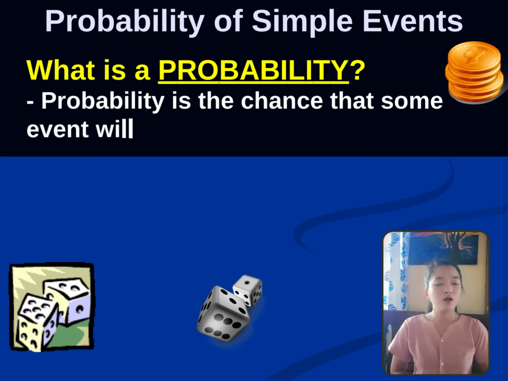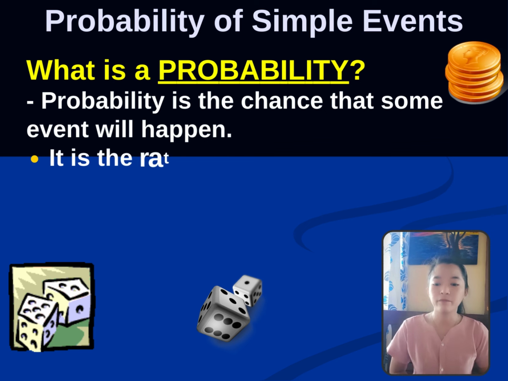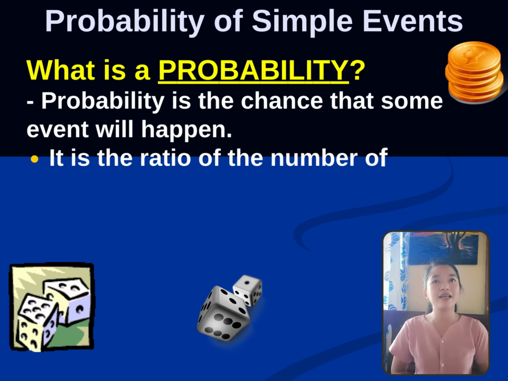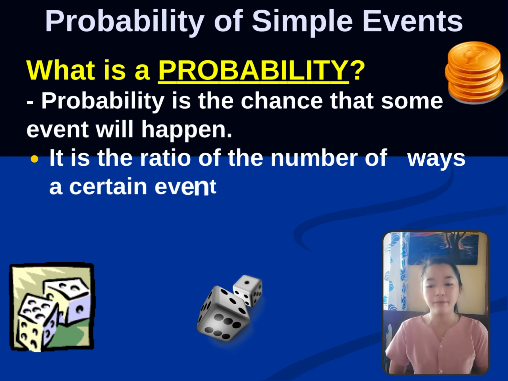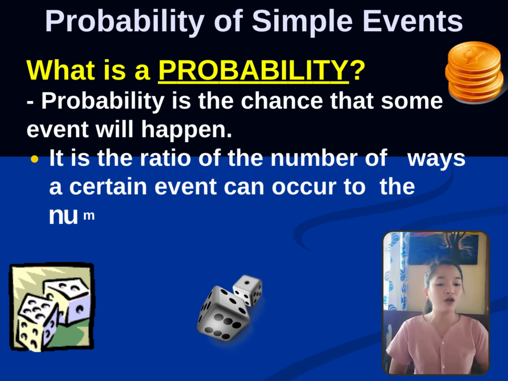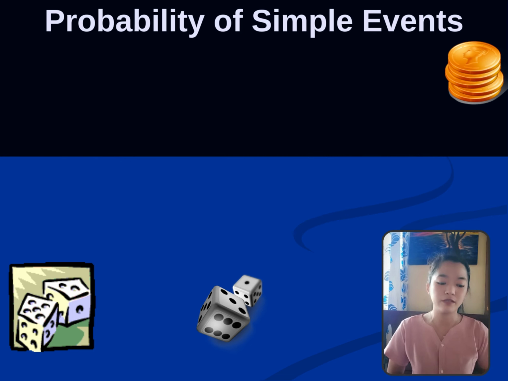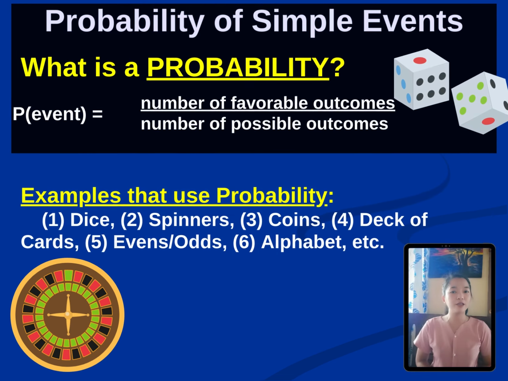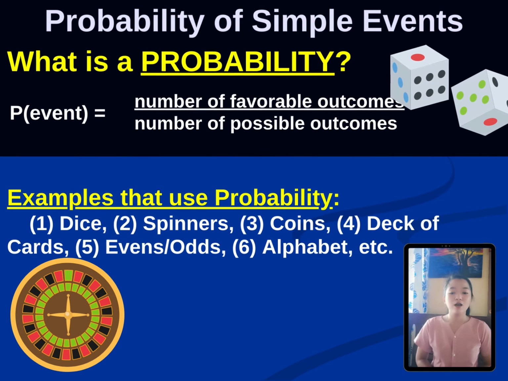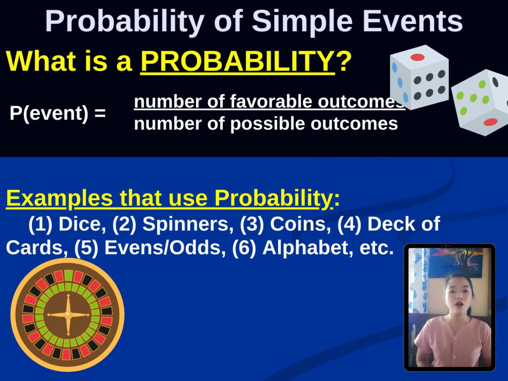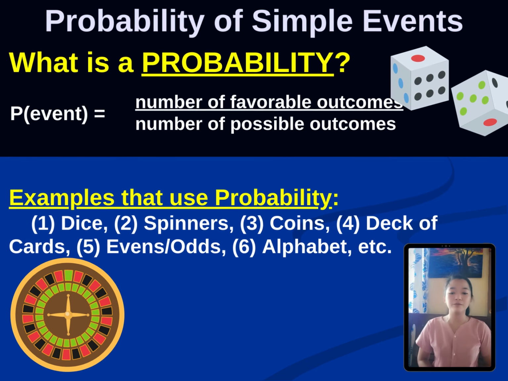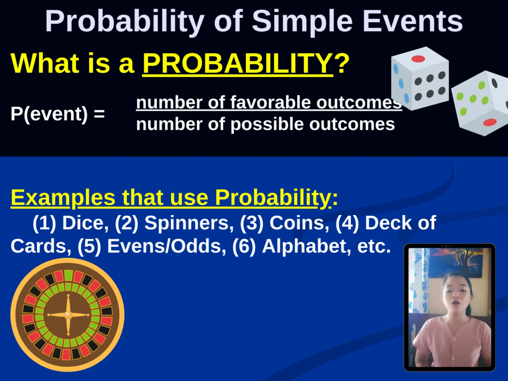So now, what is probability? Probability is the chance that some event will happen. It is the ratio of the number of ways a certain event can occur to the number of possible outcomes. In finding the probability of simple events, we can use the formula P of event is equal to the number of favorable outcomes over the number of possible outcomes.